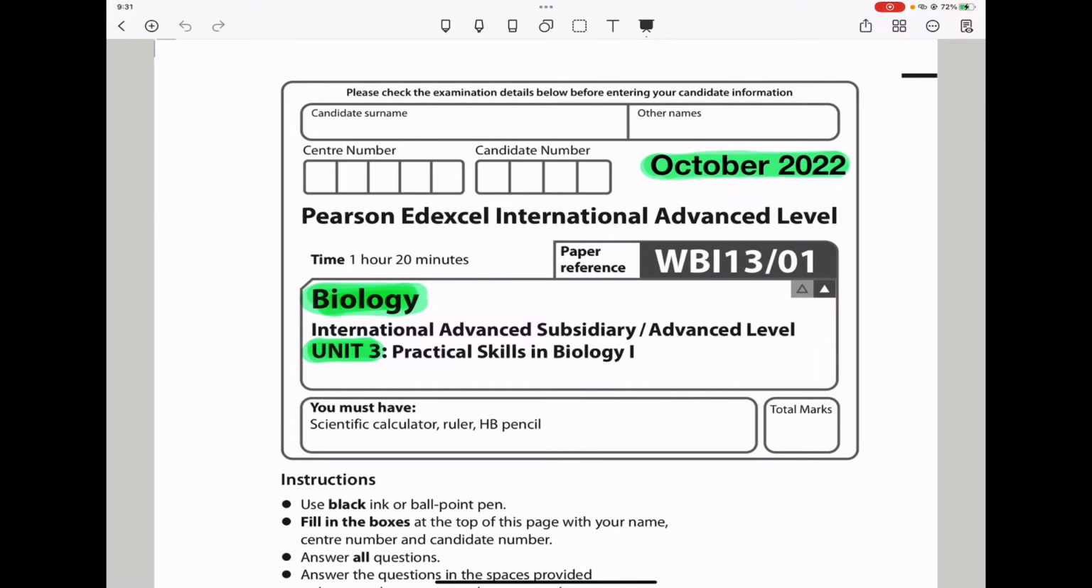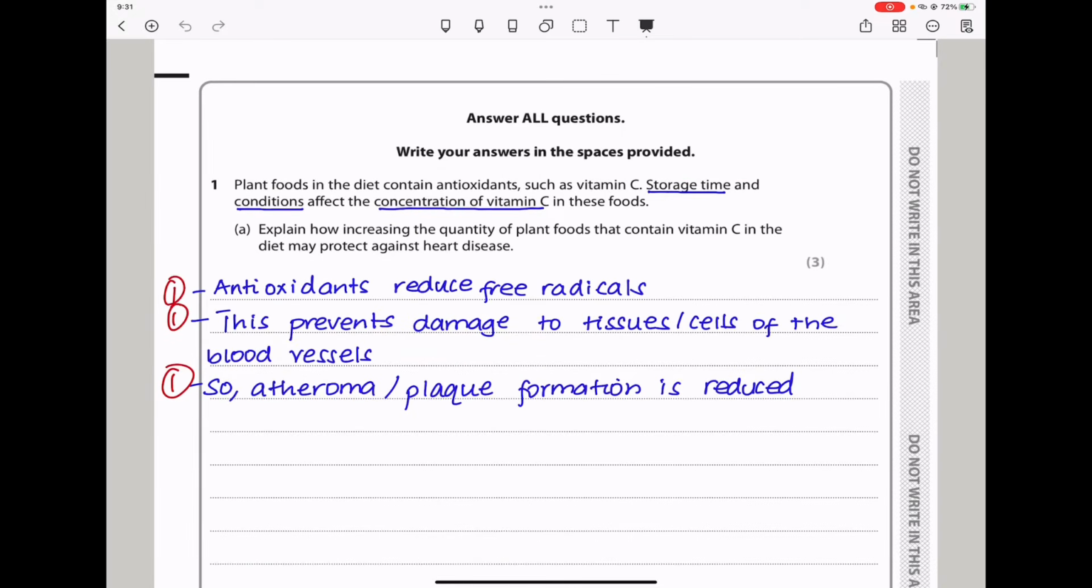Today we're doing the Pearson Edexcel International A-Level Biology Unit 3 for October 2022. Let us begin with the first question.